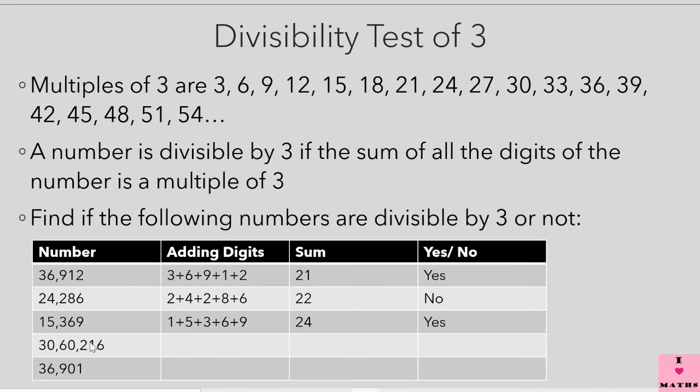Let us add all these digits. 6 plus 1 is 7, 7 plus 2 is 9, 9 plus 0 is 9, 9 plus 6 is 15, 15 plus 0 is 15, 15 plus 3 is 18, and 18 comes in the table of 3. So this number is a multiple of 3, or it comes in the table of 3, or we can say this number is divisible by 3.